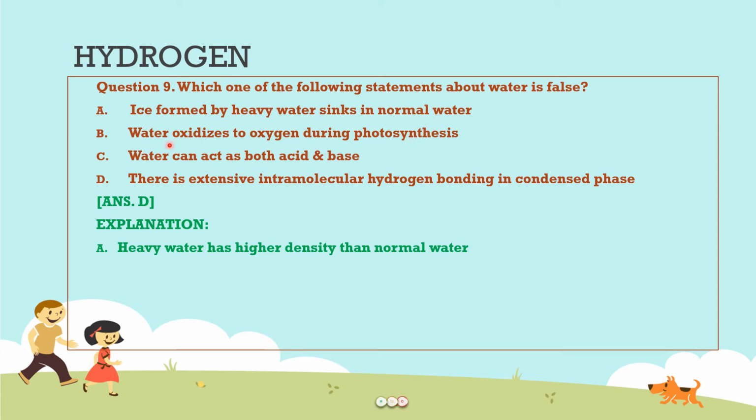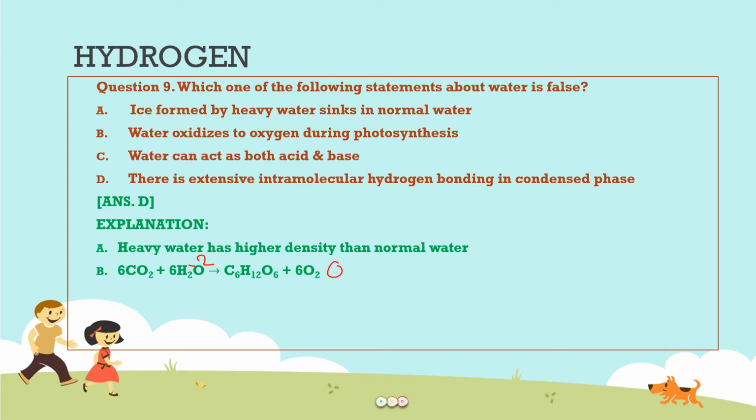The next one we have is water oxidizes to oxygen during photosynthesis. So carbon dioxide plus water is going to form C6H12O6, that is carbohydrate, and along with that oxygen is going to be evolved. So this is the reaction of photosynthesis. Here you can see that oxygen in water is in the -2 oxidation state, and here it is in the elemental state, so it is going to be 0. So -2 to 0 oxidation state is an increase in oxidation number, and therefore it is going to be an oxidation reaction. So water is going to get oxidized to oxygen, so this is correct.